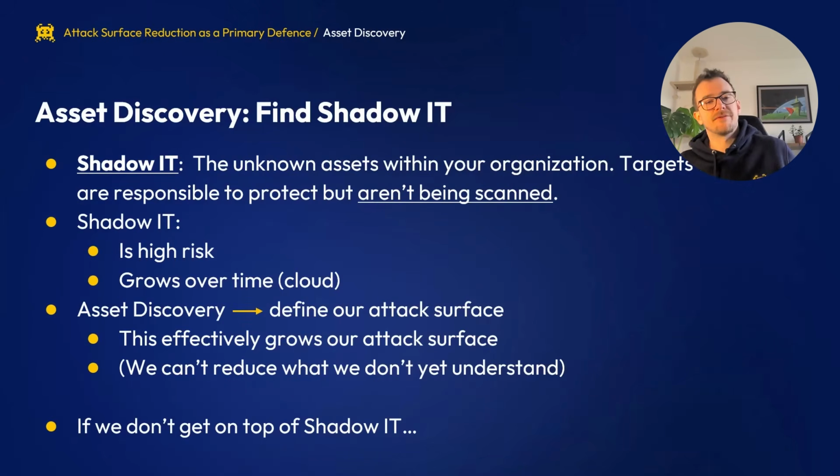So the purpose of asset discovery is to find shadow IT. Now, shadow IT is a term that we use to describe the unknown assets within your organization. These are the targets that you are responsible for protecting, but you aren't currently scanning them. So they're the assets you don't know about, but you should know about. Shadow IT is inherently high risk. It's kind of high risk by definition, because if we don't know what's on it, it could have critical and high weaknesses that have been sat there for months, and there's nothing we can do about it. So, we're in the dark, they're in the shadows. So it's clearly a high risk set of assets and not a good thing.